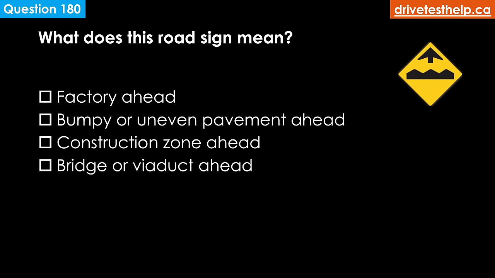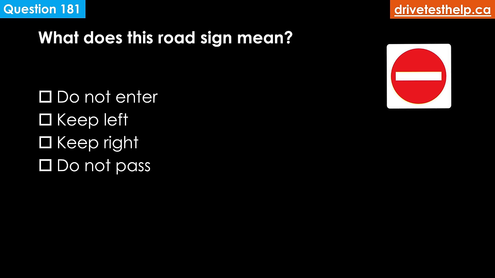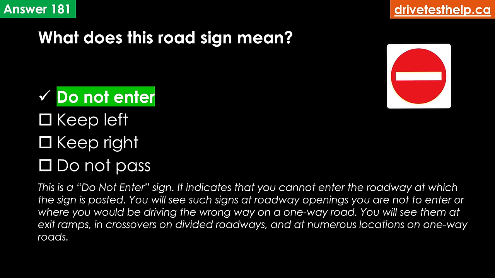Factory ahead, bumpy or uneven pavement ahead, construction zone ahead, bridge or viaduct ahead. The correct answer, bumpy or uneven pavement ahead. What does this road sign mean? Do not enter, keep left, keep right, do not pass. The correct answer, do not enter.